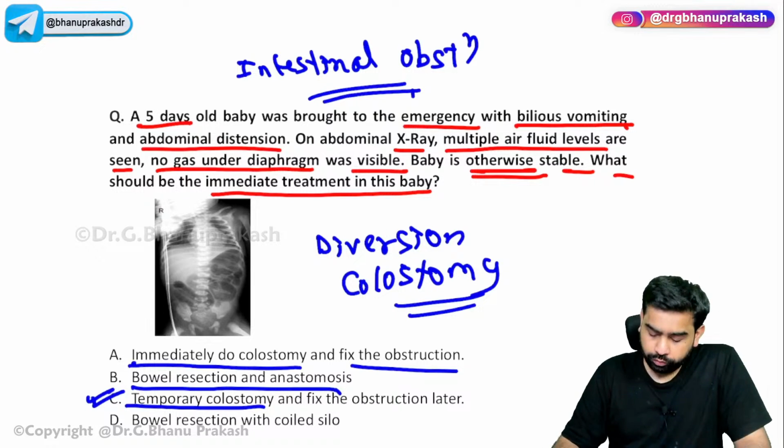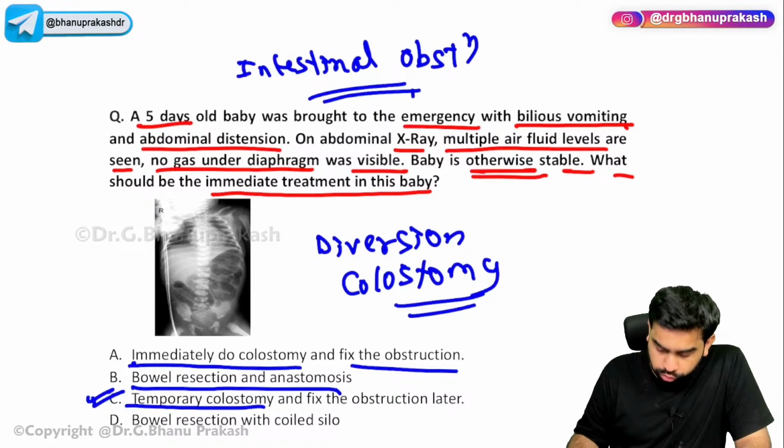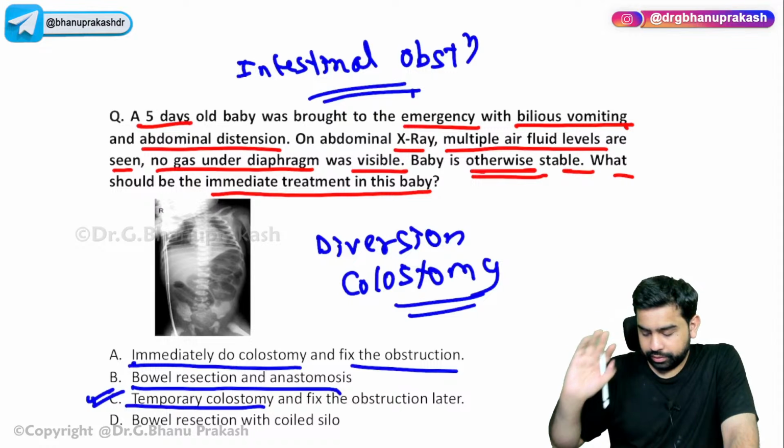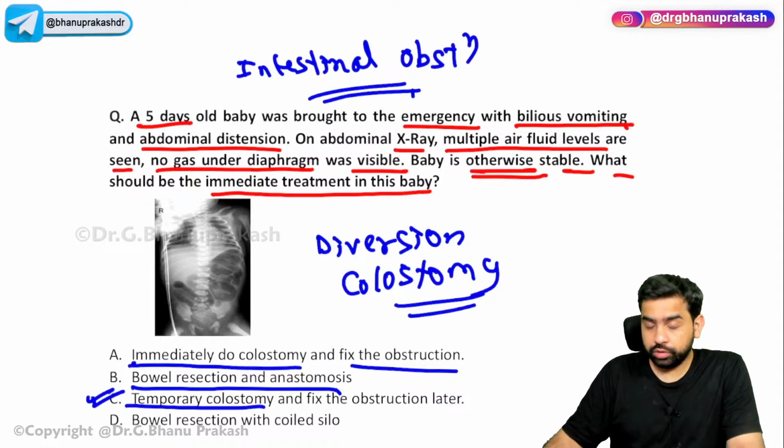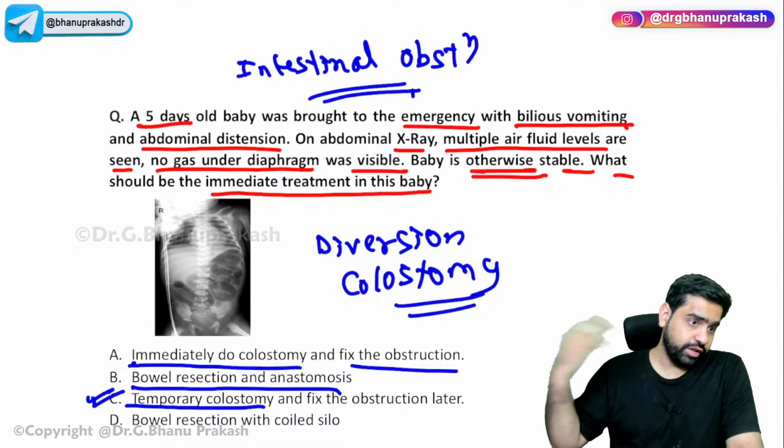Okay, right. Over here, first you do a temporary colostomy, then you try to figure out where the obstruction is. Once the patient is stabilized, then you go ahead and fix that particular obstruction.